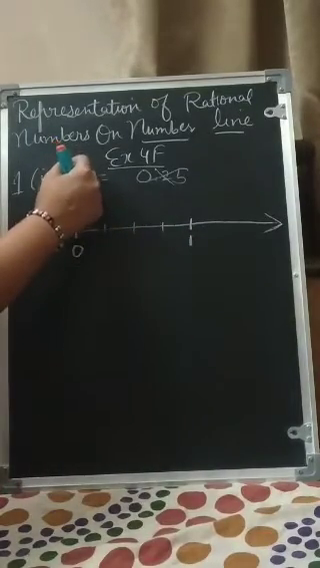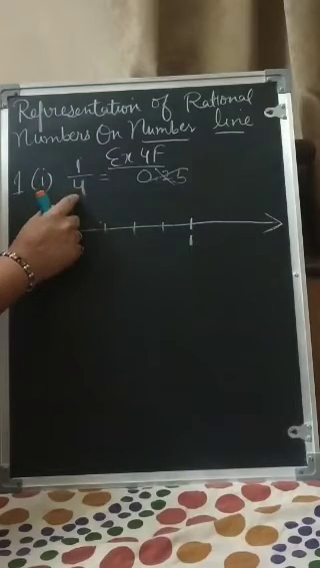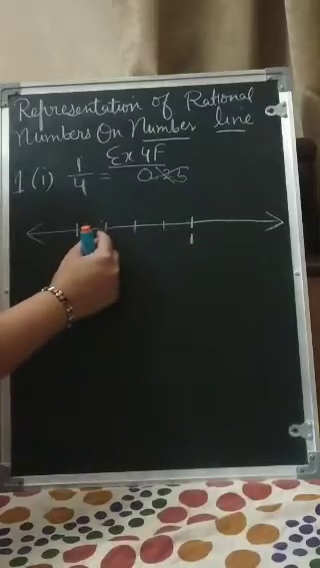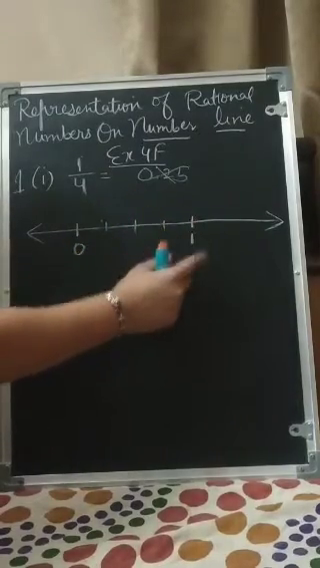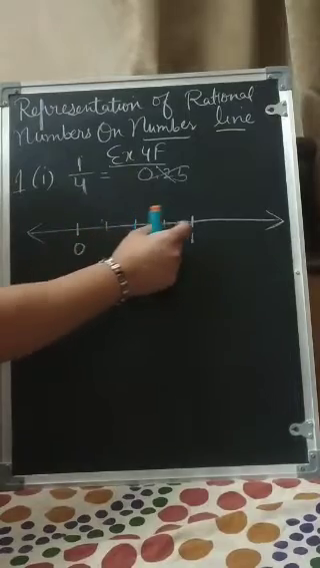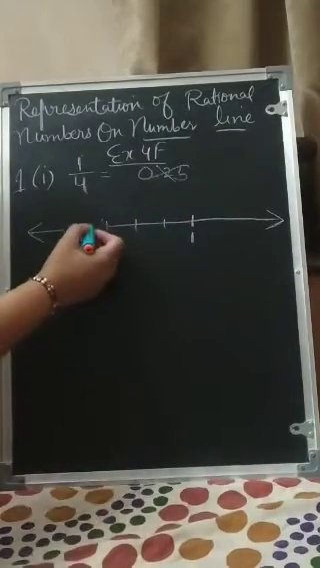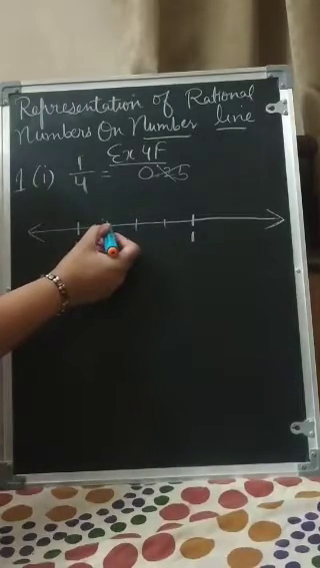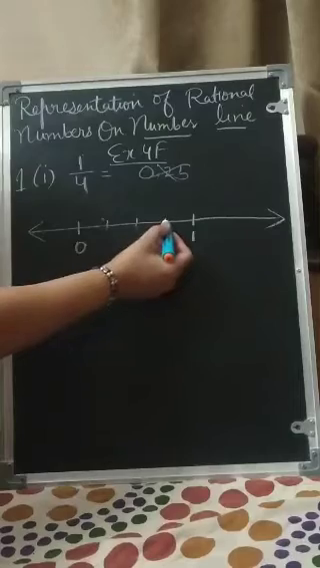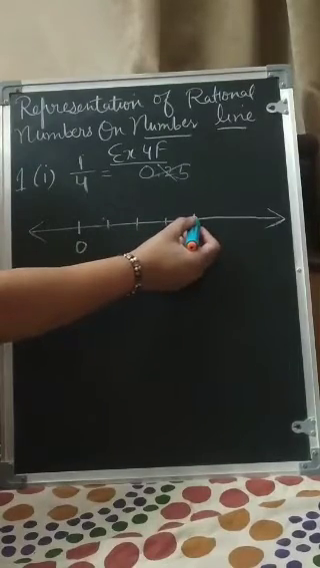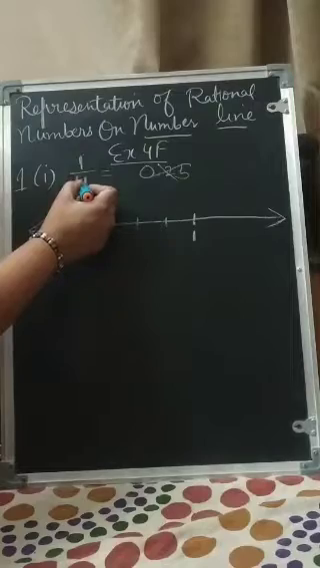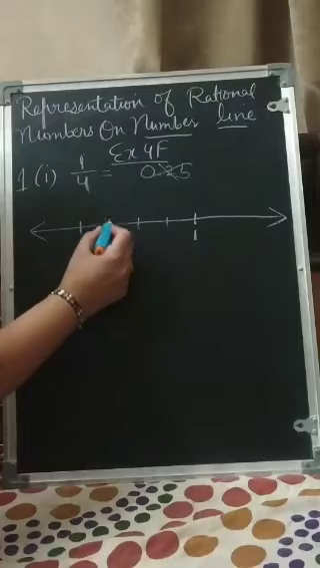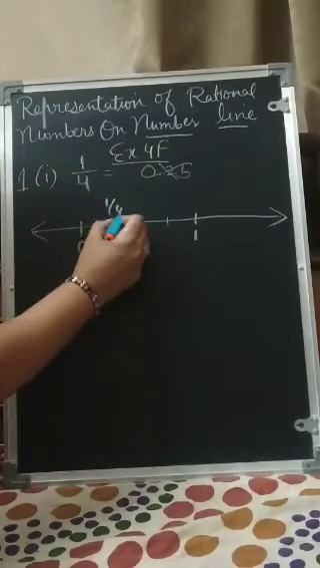Now the denominator is the total number of parts, so we will divide this 0 to 1 into 4 parts. 1, 2, 3, 4. Make sure the distance between the digits is equal. Total number of parts are 4, so it will be 1 by 4, 2 by 4, 3 by 4, 4 by 4. But our question is to reach only 1 by 4. That means we will reach up to here only. Let this point be P, and this is 1 by 4.